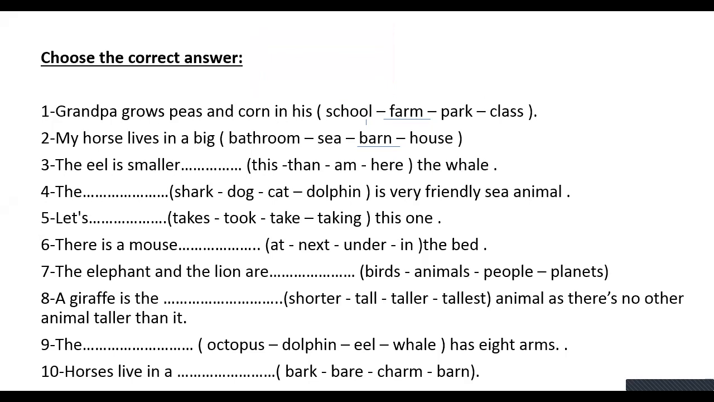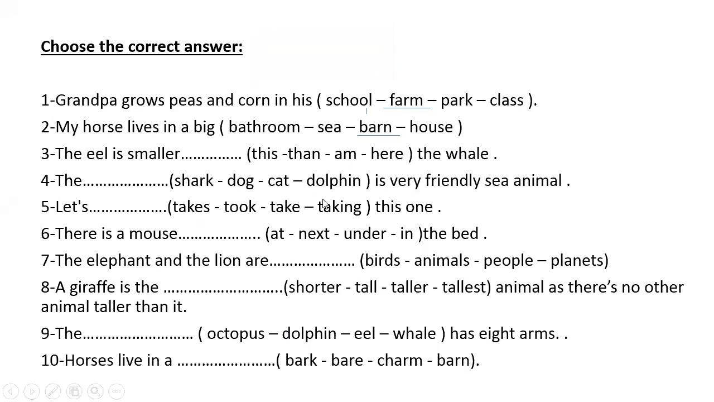The eel is smaller. What? The whale. Smaller than. Very good. Thank you, Muhammad. So, let's go to number four.